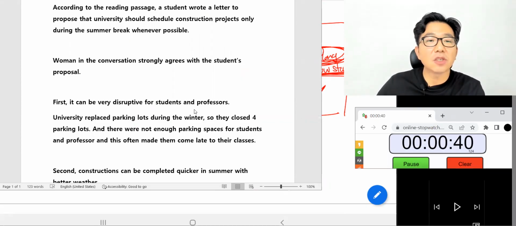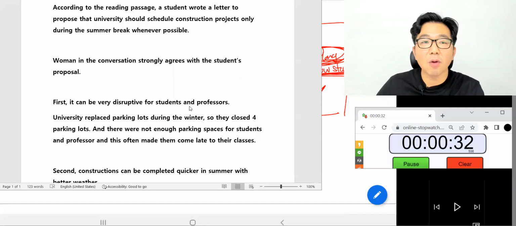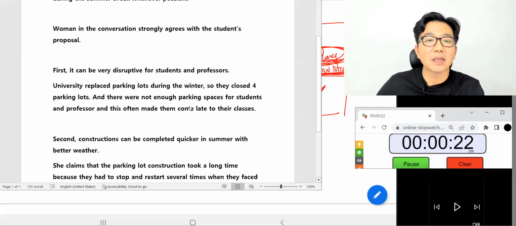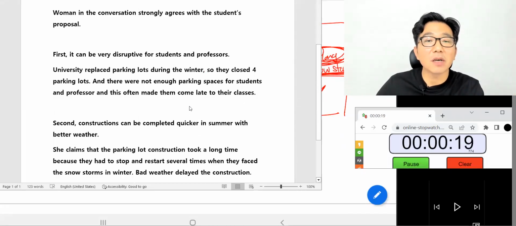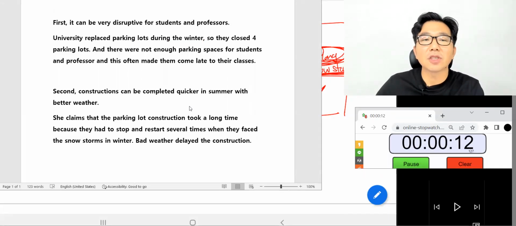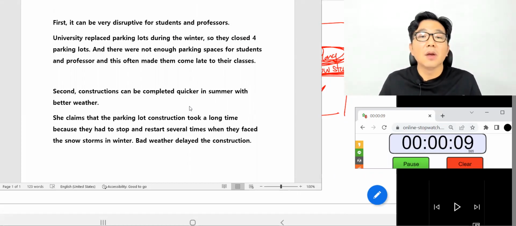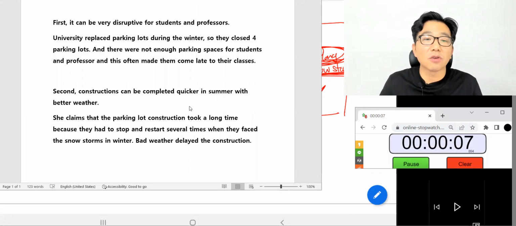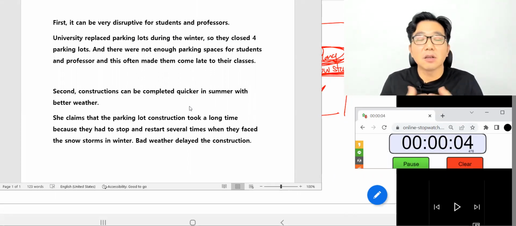First, it can be very disruptive for students and professors. University replaced parking lots during the winter, so they closed 4 parking lots, and there were not enough parking spaces for students and professors, and this often made them come late to their classes. Second, construction can be completed quicker in summer with better weather. She claims that the parking lot construction took a long time because they had to stop and restart several times when they faced the snowstorms in winter. Bad weather delayed the construction.